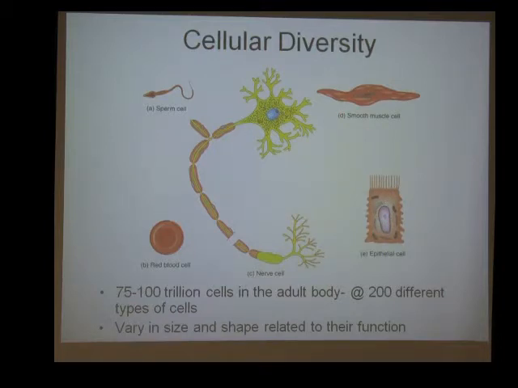There are three types of muscle. This is just one of them. There's also skeletal and cardiac muscle, but they're just illustrating one type of muscle cell. So I think you'd agree that they're very diverse in terms of their structure. Also, I think you would agree that they're very diverse in terms of their function.